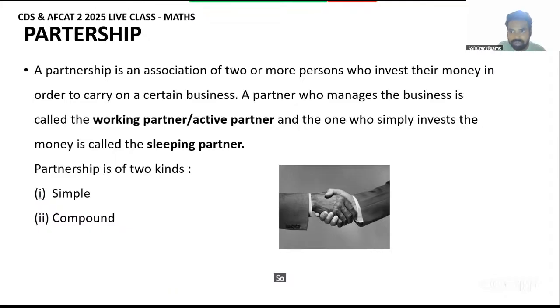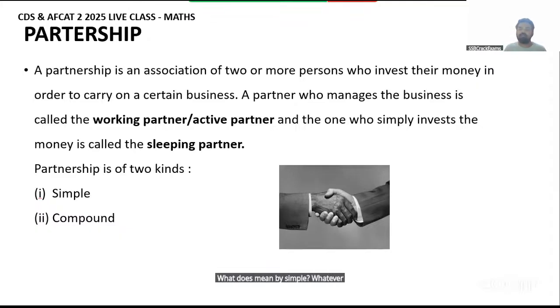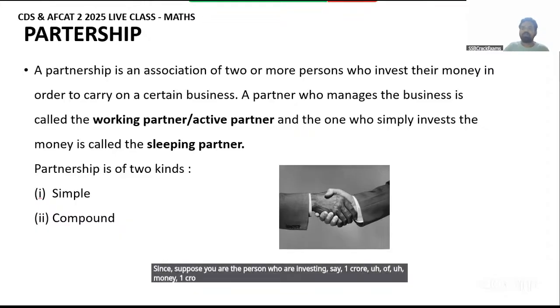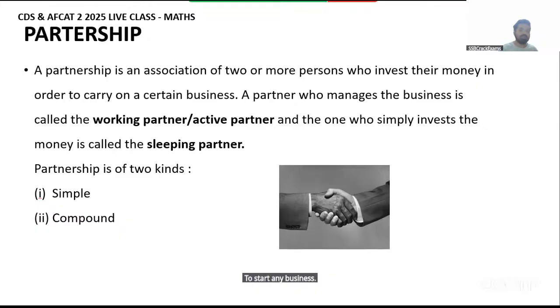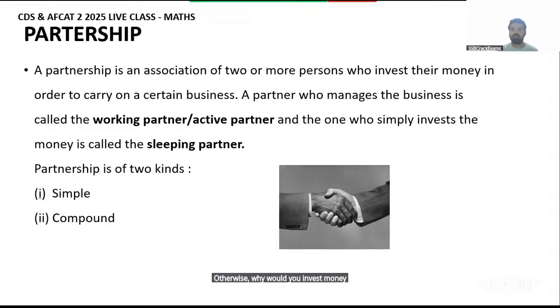We have studied simple interest and compound interest. It is the same thing like that. What does simple mean? Whatever profit a company will generate, say, why is the partnership divided into two, simple and compound? See, suppose you are the person who is investing say 1 crore Indian rupees in a certain business. Now you are giving money to someone who is investing your money in making their business. Obviously you are investing money, so you might think of the profit. Otherwise, why would you invest the money? You do not have a lot of money to waste. So you will simply think of the profit.